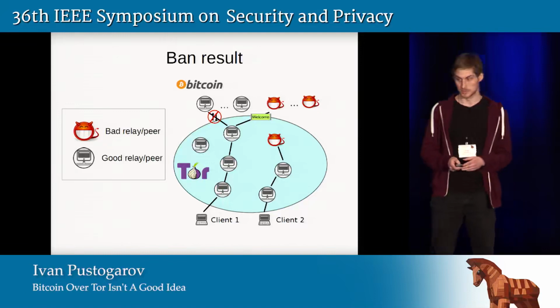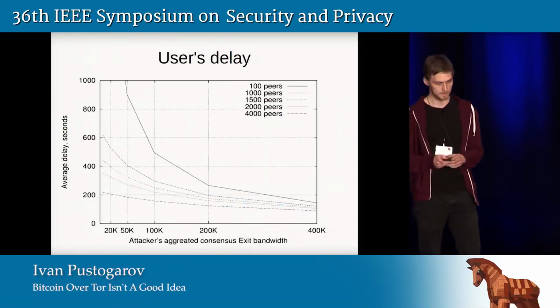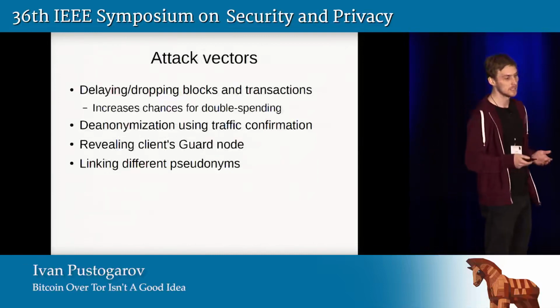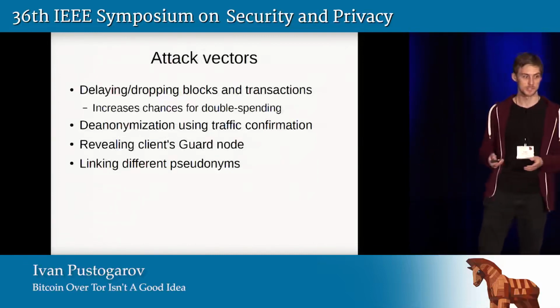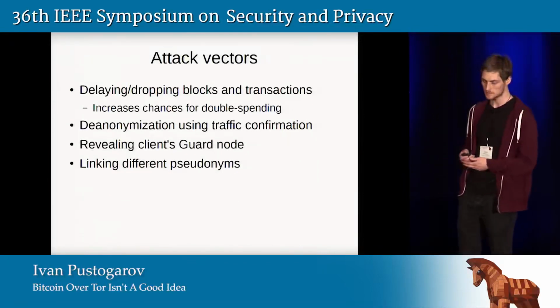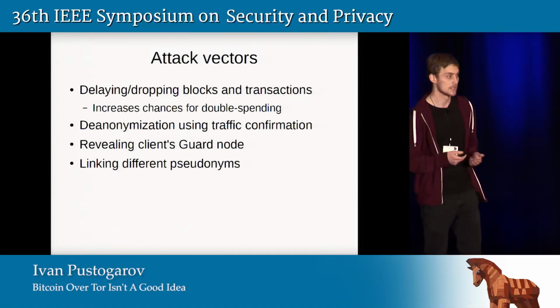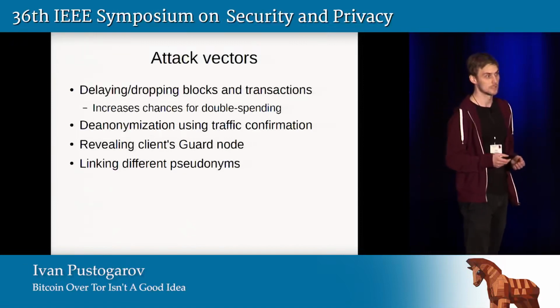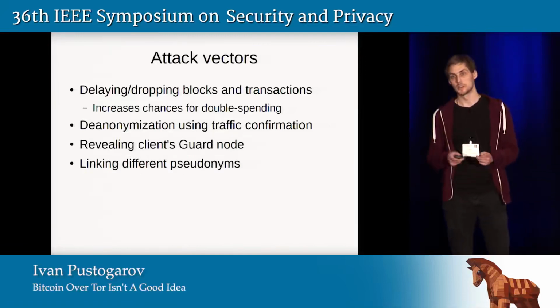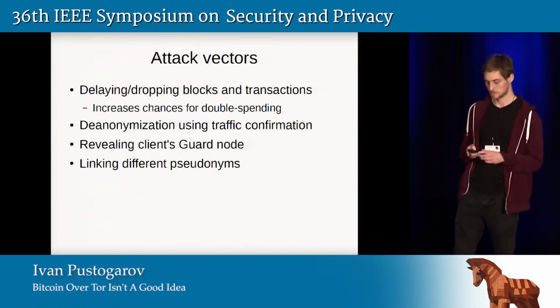So what are the results? The results are that an attacker can delay or drop blocks or transactions, which increases the probability of double spending attacks in Bitcoin. Also, an attacker can use classical traffic confirmation attacks to de-anonymize the user or reveal his guard nodes. And also, during the very same session, since all the transactions go through the attacker's nodes, he can link different Bitcoin pseudonyms of the same user.